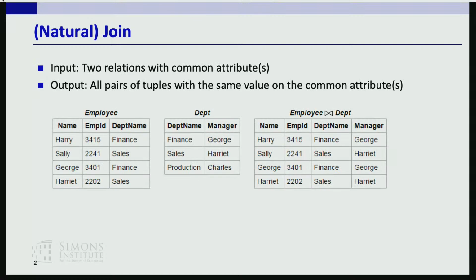So the first question is, what is join? Join is a binary operator in relational algebra given two relations with some common attributes. It finds all pairs of tuples with the same value on the common attribute. So this is an example of employee join department on the attribute department name. And when all tuples have the same join value, it just degenerates to a Cartesian product.